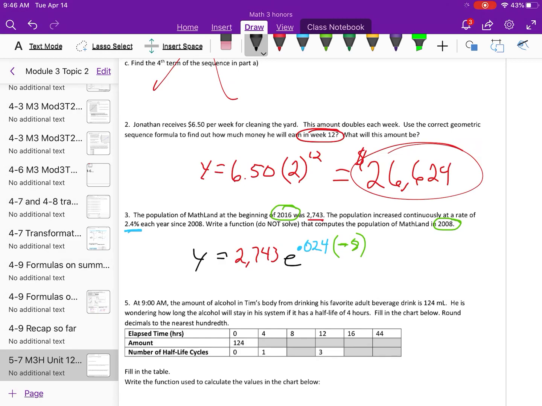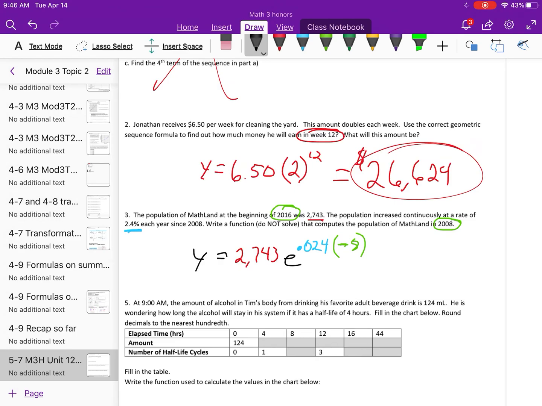And now that might be a little bit confusing, but it says the population increased continuously at a rate of 2.4% each year since 2008, which means from 2008 to 2016, it increased. The number got larger. So that means if we were to plug this number into this equation that we just built, for 2008, we should get a lower number, right? Because 2008 was before 2016. So I would just plug it in and be like, oh, good, it was a lower number. Okay, good. It was still 2000, but it's a lower number. So at least I have that going.